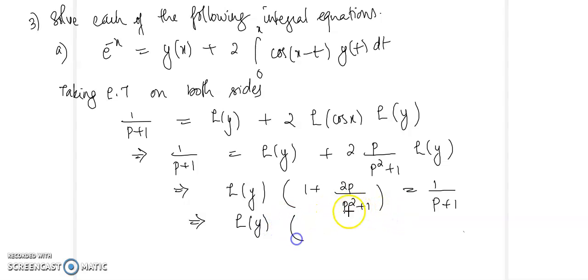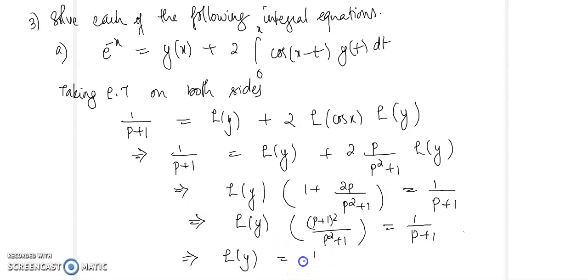Taking the common denominator, you'll get p square plus 2p plus 1. So that is p plus 1 whole square by p square plus 1 equal to 1 by p plus 1. So therefore we'll get L of y equal to 1 by p square plus 1 by p plus 1 whole cube.